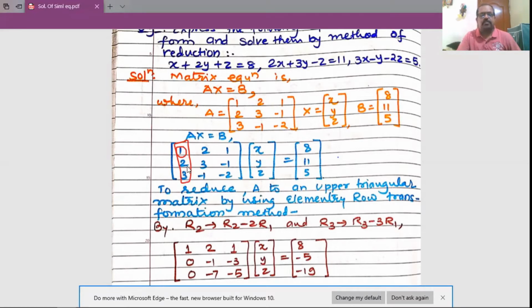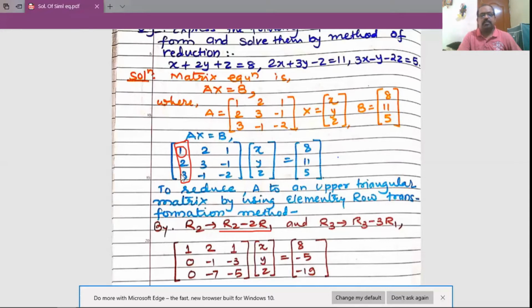Since this one is 2, I have to make this 1 into 2 by multiplying that entire row by 2 and subtracting. So that transformation will be R2 minus 2R1. So 2 minus 2 becomes 0, and this element will become 0.